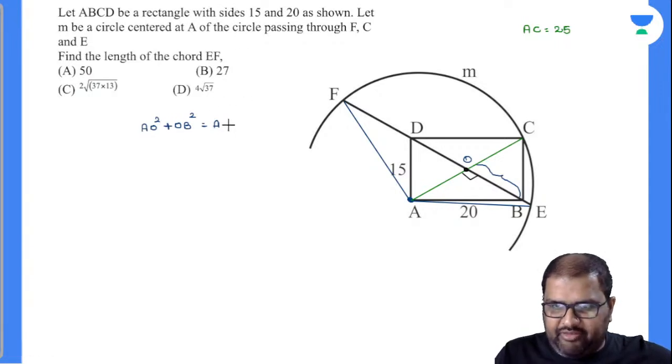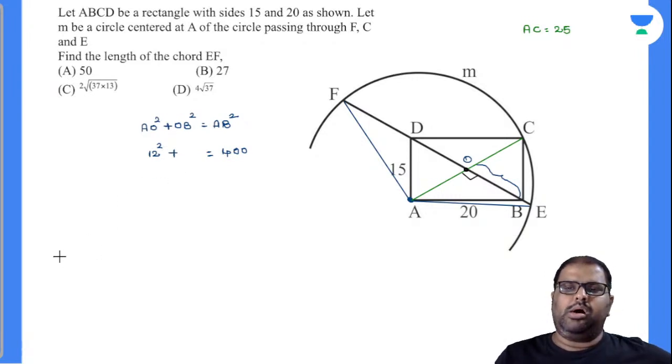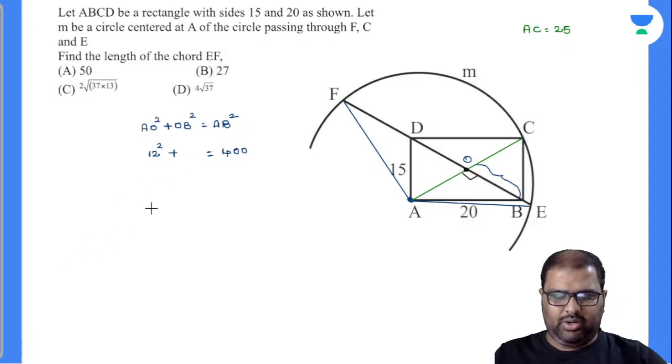AB square. Fine. This line segment is AB. Now see here, I will try an iteration. I will take AO as 12 square and AB as 400. Now which value will make 144 plus something equal to 400? 256 will make my answer perfectly. So I'll take 16.